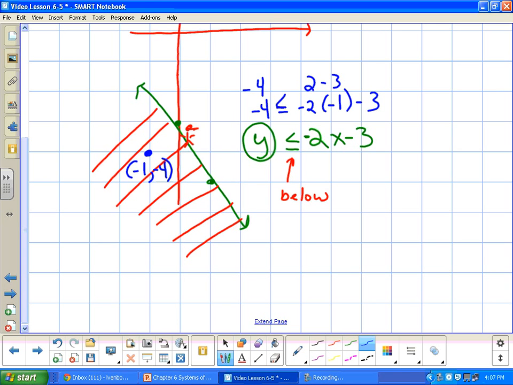I'm looking for the symbol less than or equal to. This is 2 minus 3, which is equal to -1. So -4 is less than or equal to -1 is a true statement. So this is a solution. Let's try another one.